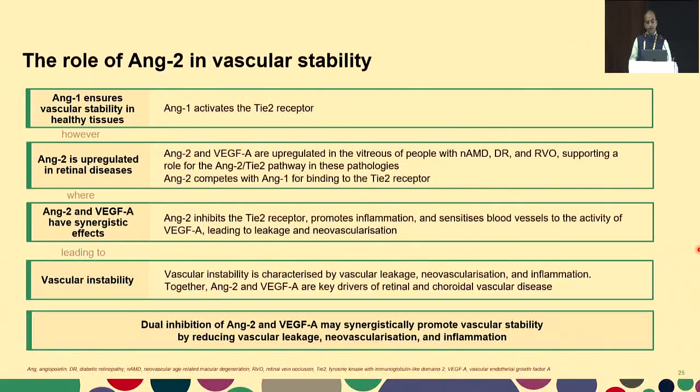So angiopoietin 1 activates the Tie2 receptors, and angiopoietin 2 and VEGF are upregulated in the vitreous of people with disease conditions. This angiopoietin 2 inhibits the Tie2 receptors and promotes inflammation. So a dual mechanism has been shown to increase the vascular stability.